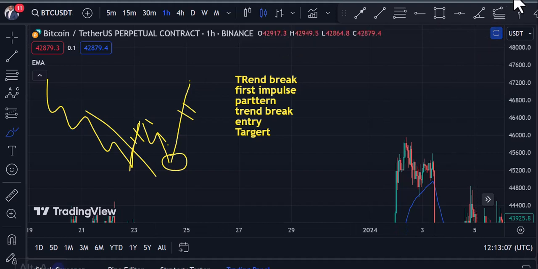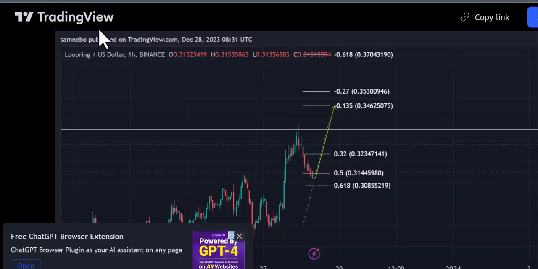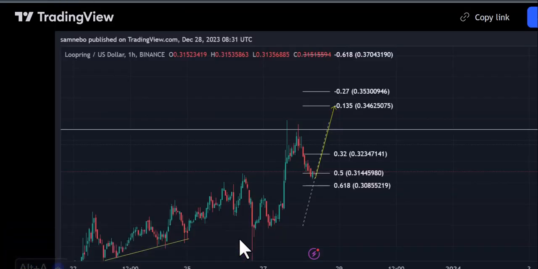Now, let me show you some of the live trades I took, before and after. Now take a look at this market. What was my thought process here, guys?